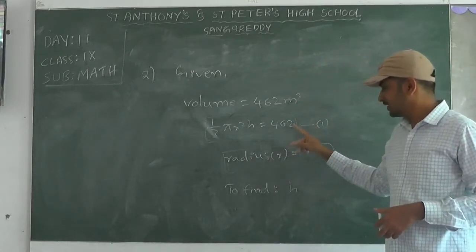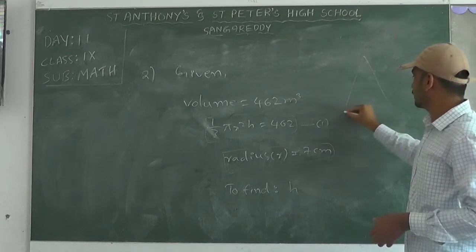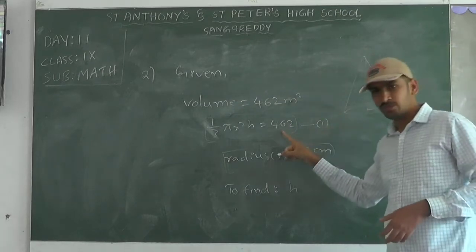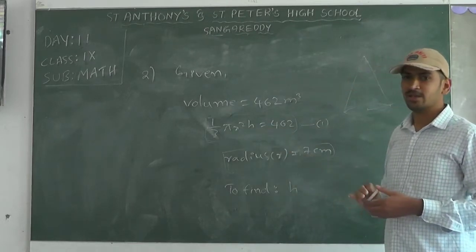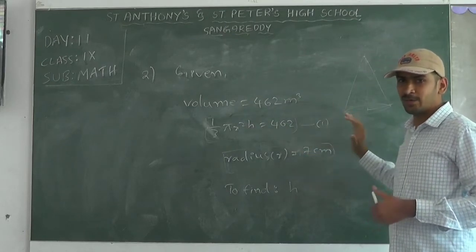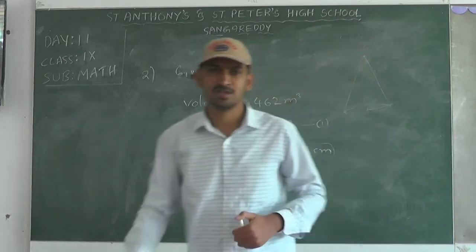The volume of the cone is given, the radius of the base is given. You have to find the height. So in this volume of the cone, substitute r equals 7 centimeters. If you simplify, easily you can get the height of the cone. I hope you will try. Okay. Now you have to see question number 3.